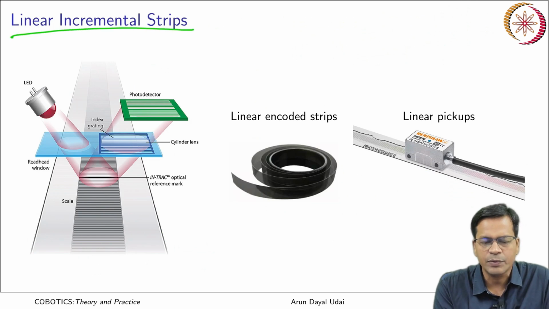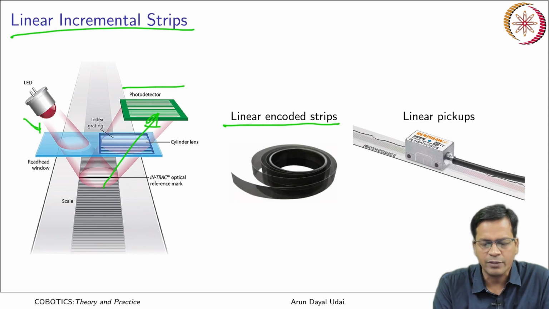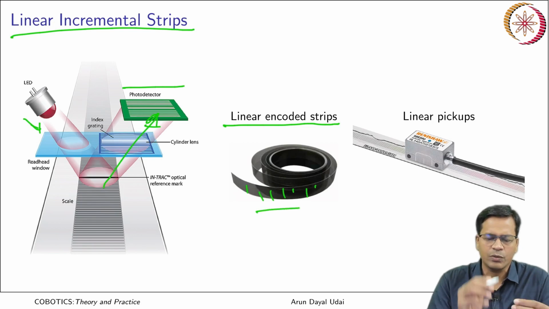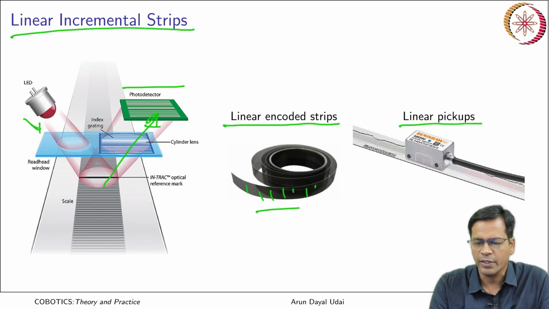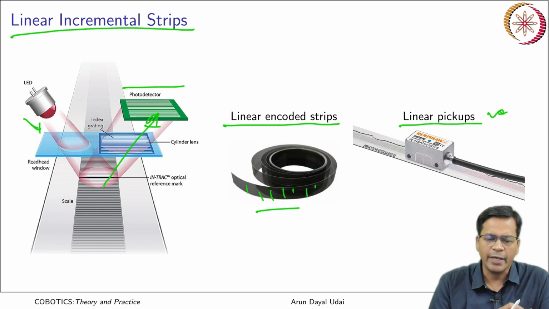Linear incremental strips can also work in a different way. Here it is the reflecting tape instead of transparent tape. So you have an LED source that gets reflected and it is read over here by the photo detector. There are many such linear encoder strips. They are so dense that it literally looks gray colored. You cannot see the windows so clearly. So linear pickups are very sensitive nowadays, and you have high density encoding on these strips.